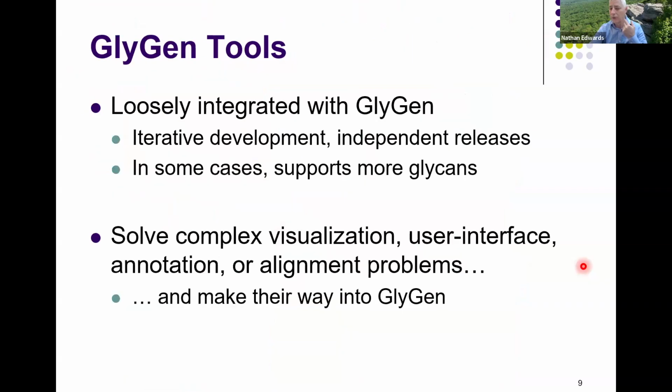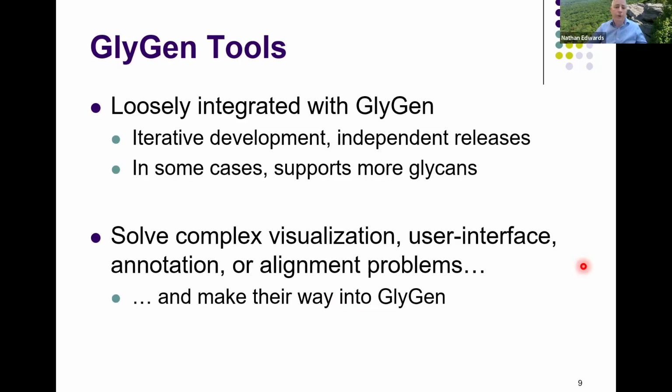And as a group, we'll call these GlyGen tools, but you'll see that I'll introduce various names to these in a moment. Typically, these tools have been relatively loosely integrated with GlyGen. That means that we can have iterative development independent of the GlyGen release cycles. And generally, we try to support more glycans than the subset that GlyGen currently supports, which has a very model organism focused strategy.